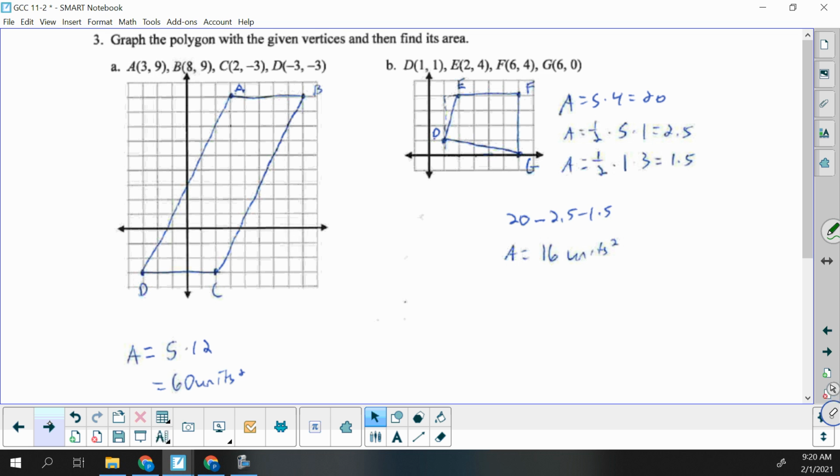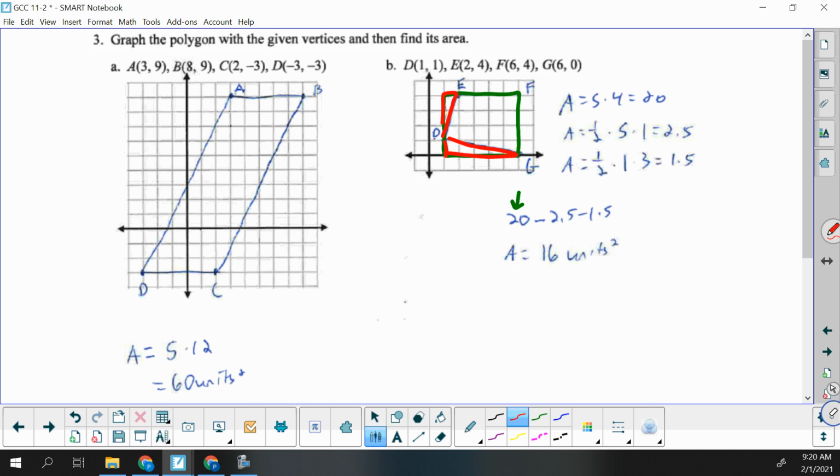We have a parallelogram in 3, so after you plot it, you could do the base of 5 and the height of 12. 5 times 12 is just 60. Three B is where we start with our weirder shapes. So remember, we make a rectangle around it. Do the area of that rectangle, which was 20, and then subtract off the triangles that we don't want. And we purposely make the rectangle so they're right triangles. So we had 2.5 and 1.5 for those areas. When you subtract them off from the 20, we get 16 units squared.